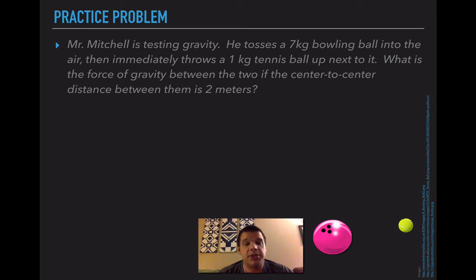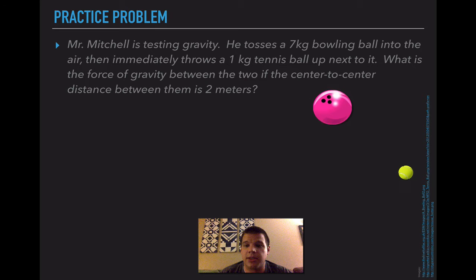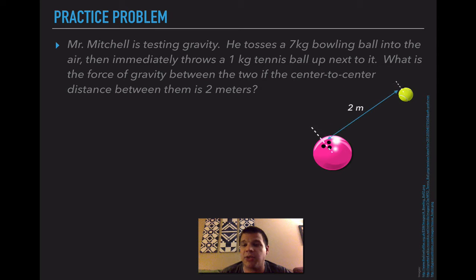So we've just been introduced to this equation. Let's dive right in here and try to solve a problem using it. So Mr. Mitchell's testing gravity. He tosses a 7 kilogram bowling ball into the air, then immediately throws a 1 kilogram tennis ball up next to it. What is the force of gravity between the two if the center to center distance between them is 2 meters? So I toss the bowling ball, immediately toss the tennis ball, and I want to measure gravity between the two while they're up in the air.